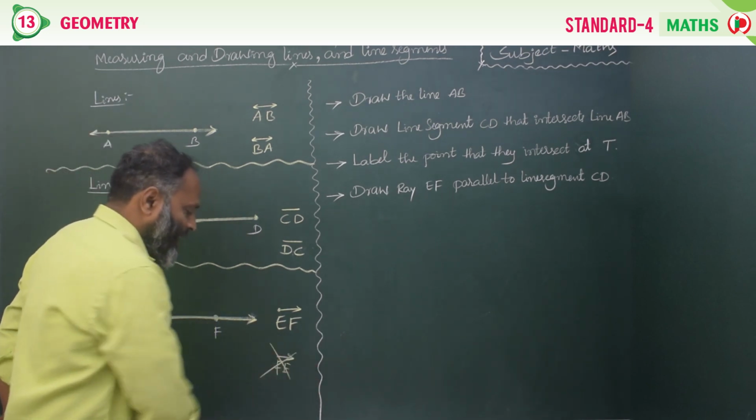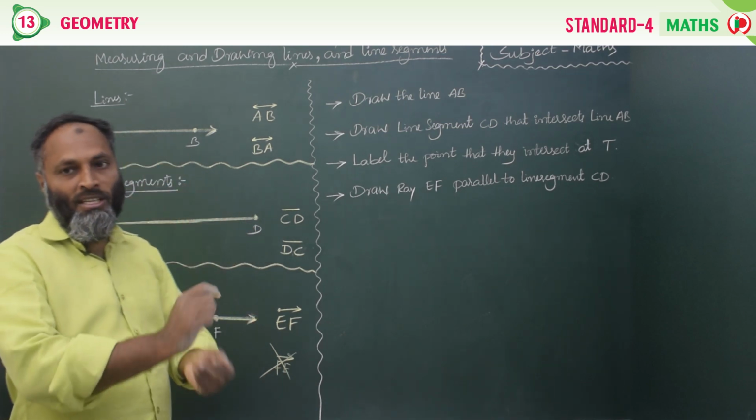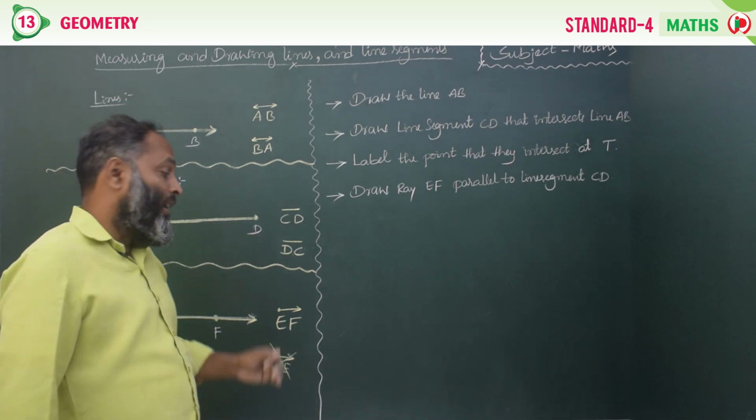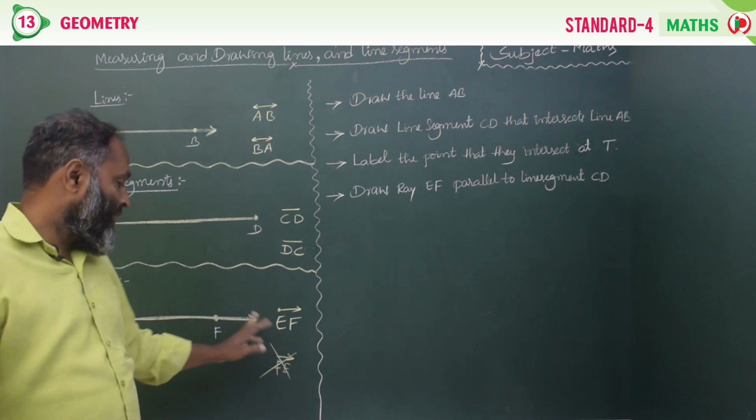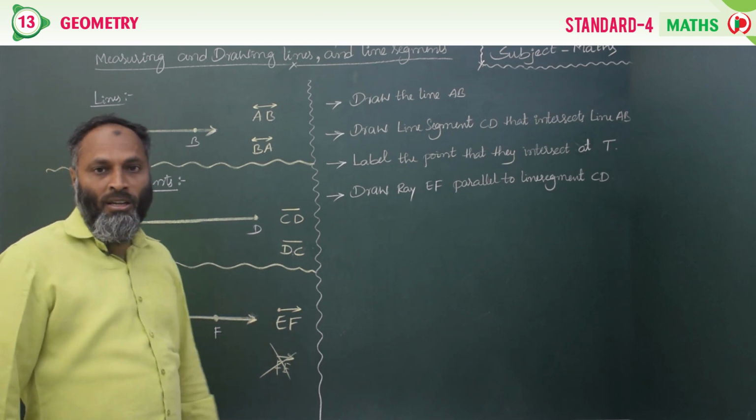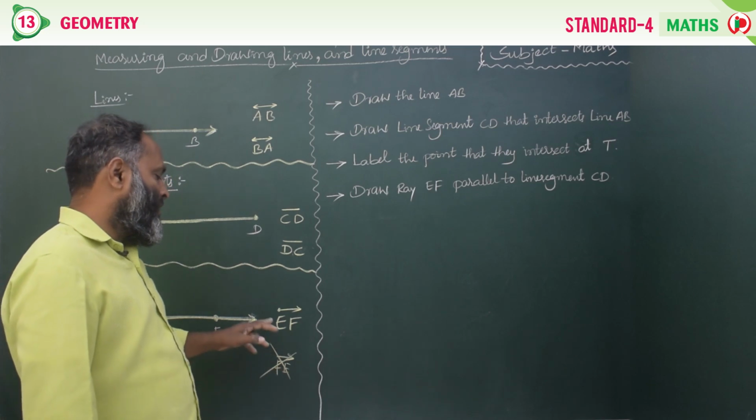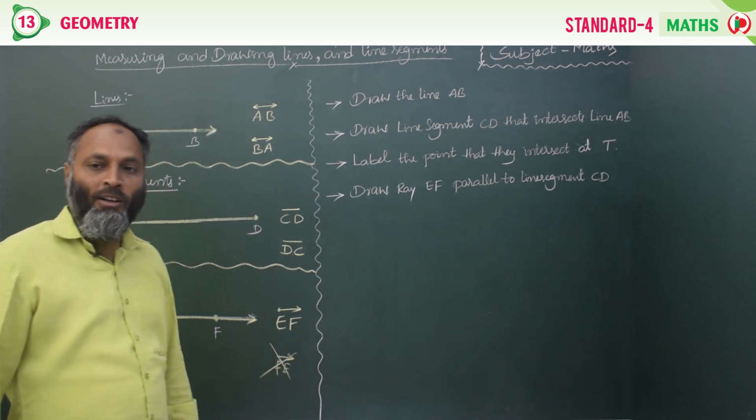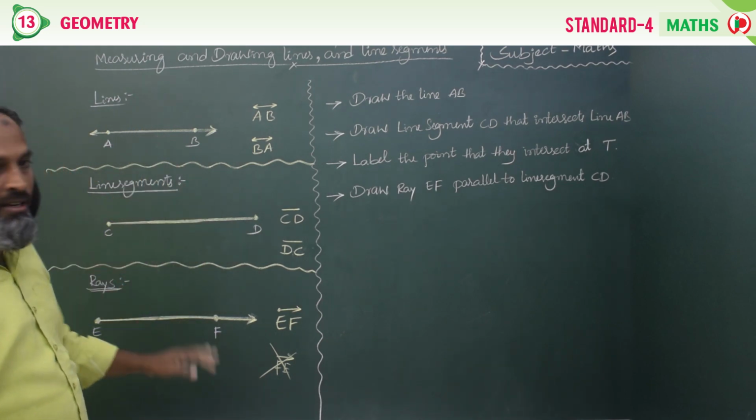In a line segment, if you change the order of the alphabets, nothing will happen. But in case of a ray, we should write EF. The initial point we should write first and the next point after that. Then you keep an arrow on EF. That represents ray EF. So E is the initial point and this is the another point. Okay, this is about the line segment and ray.